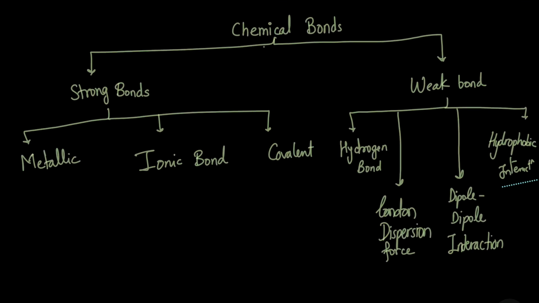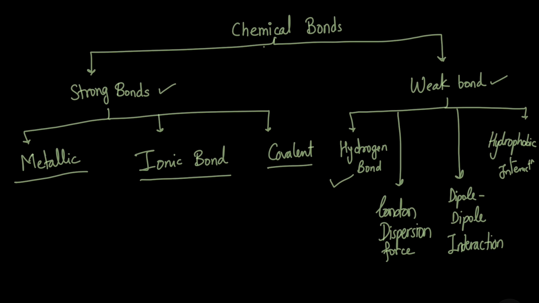Hello everyone, we are going to see the chemical bonds in biochemistry today. So chemical bonds are of mainly two types. One is strong bond, second type is a weak bond. Strong bond contains three types: metallic bonds, ionic bonds and covalent bonds. Weak bond contains the one bond which is a hydrogen bond.